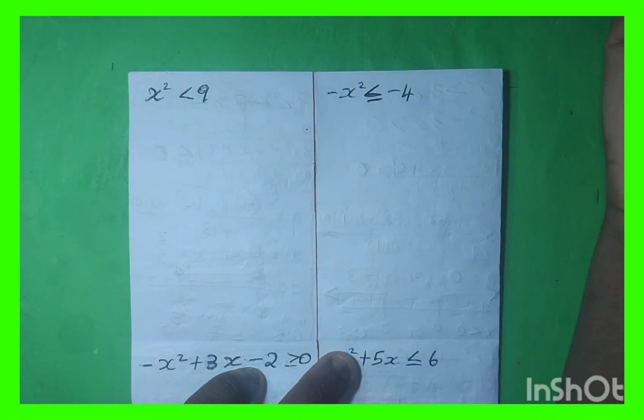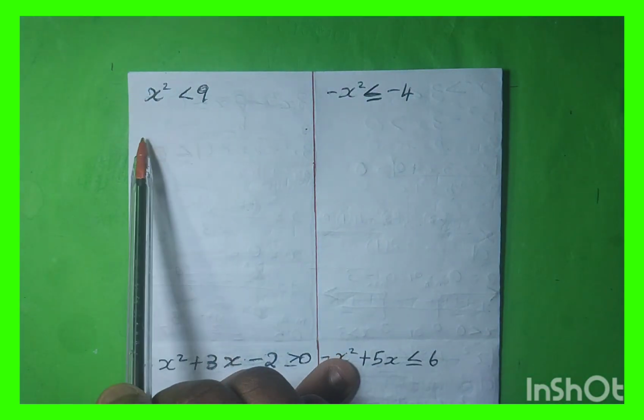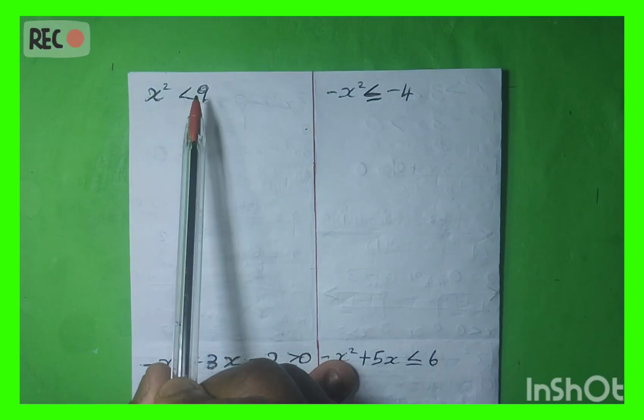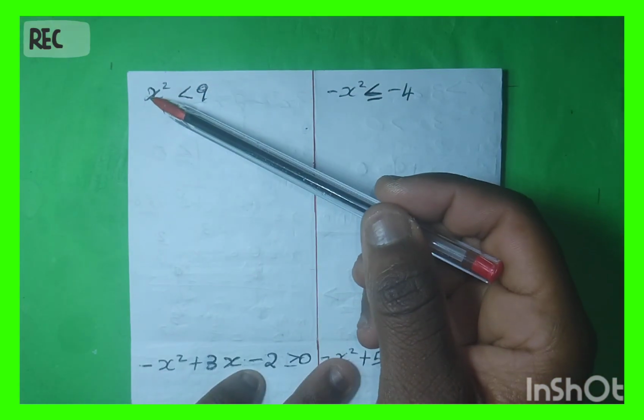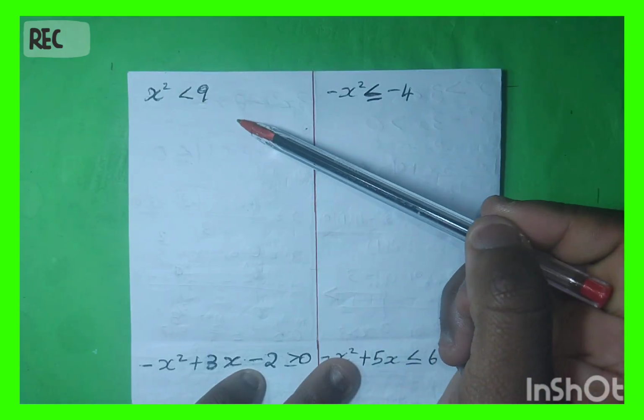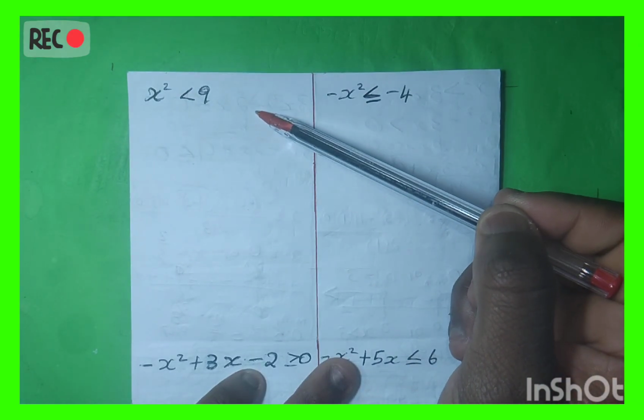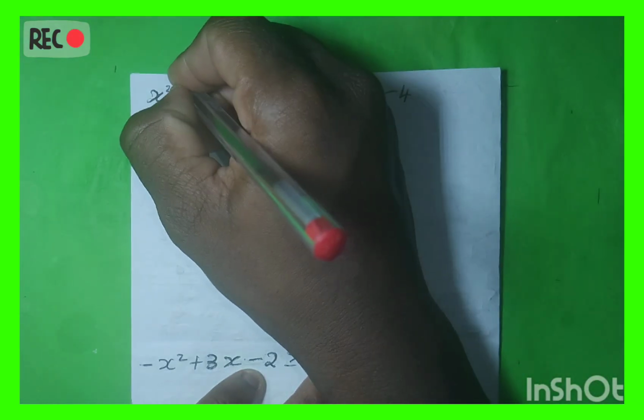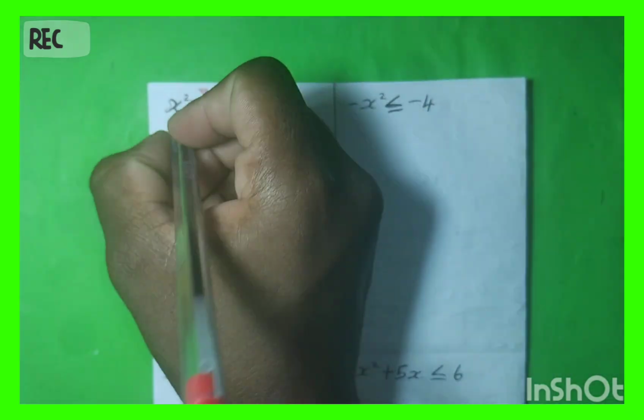What will you do? For a question like this one, make sure you don't take the square root on both sides. The moment we have x squared, it means I should take everything to one side, so that on my right-hand side I will have 0. So I will take this to the other side. This is what will happen.